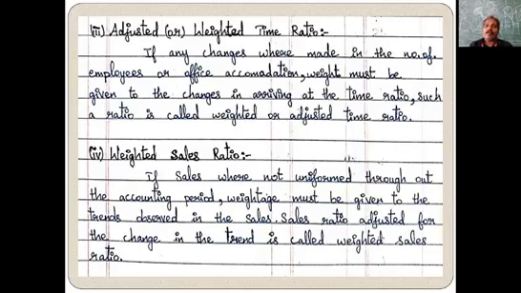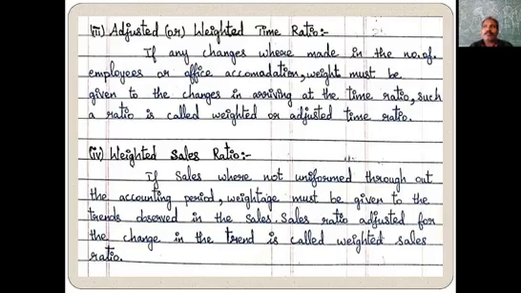Then the adjusted or weighted time ratio. If any changes were made in the number of employees or office accommodation, weight must be given to the changes in arriving at the time ratio. Such a ratio is called the weighted or adjusted time ratio. If a company is already working with 50 employees and increases its employees from 50 to 75, that means we need to calculate the adjusted time ratio or weighted time ratio.